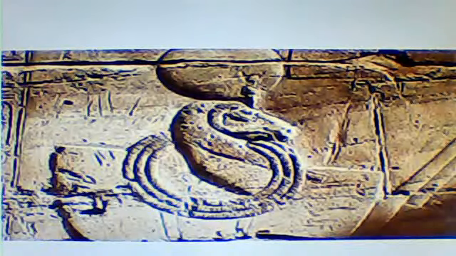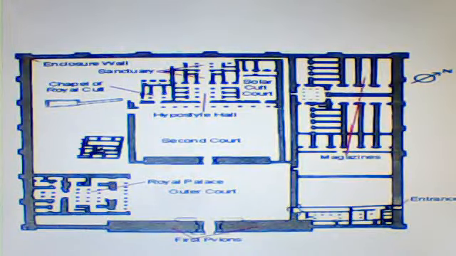And we look on, you're going to see the ram-headed gods, you're going to see Horus, you're going to see Set, you're going to see a lot of this stuff. Now, this is the layout. You have the solar cult court, the hypostyle hall, the second court, the royal palace outer court. You've got the chapel of the royal cult and enclosure walls and sanctuaries within, and first pylons at the entrance. Just like you have the two pillars, Jachin and Boaz, outside of King Solomon's temple. We go on.